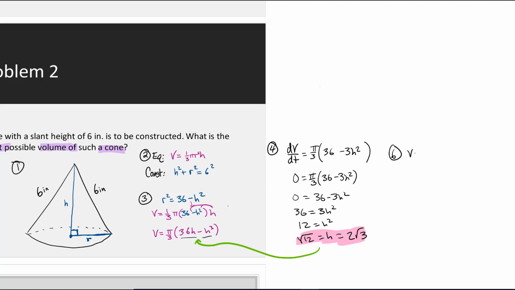We want to answer the question. So the volume is equal to, and then from down there we're saying pi over 3 times 36 times our h. And our h was, what did we find? To be root 12. Root 12 minus, and then we're going to cube all that up. That root 12, cubed. Cool.